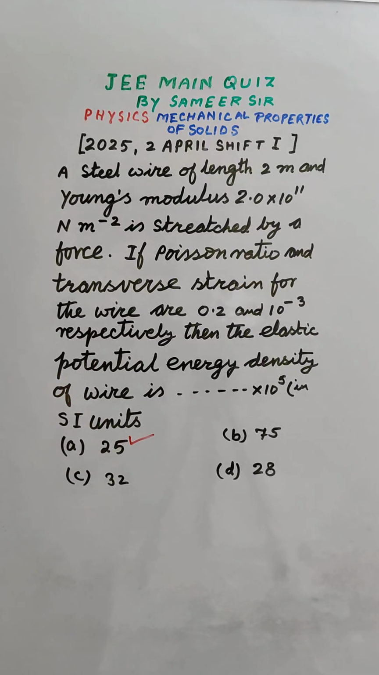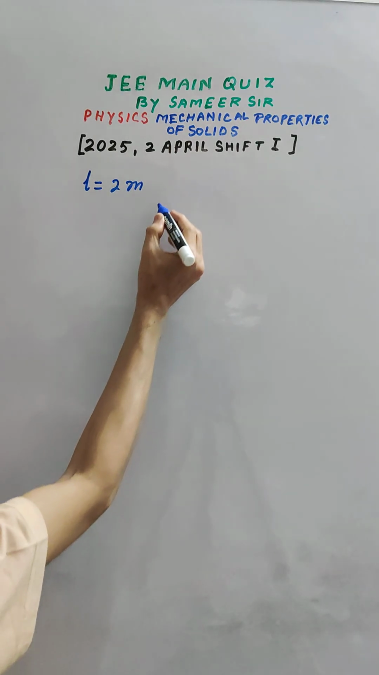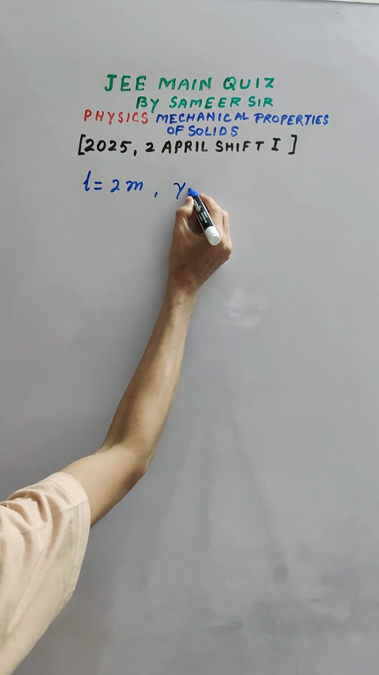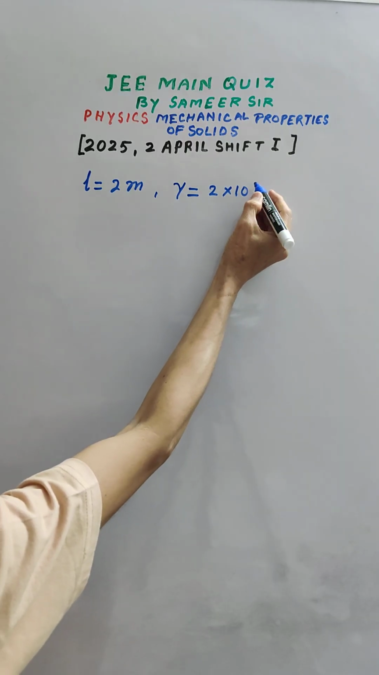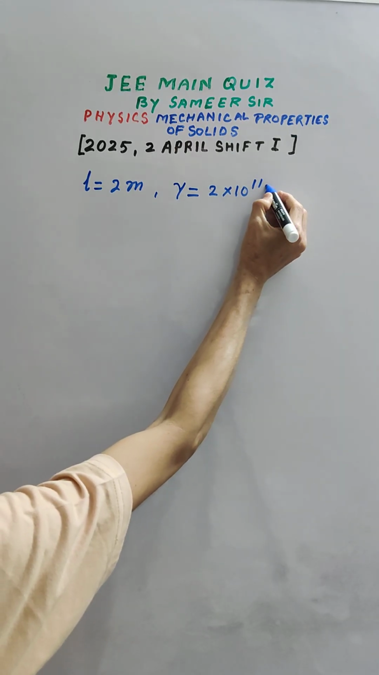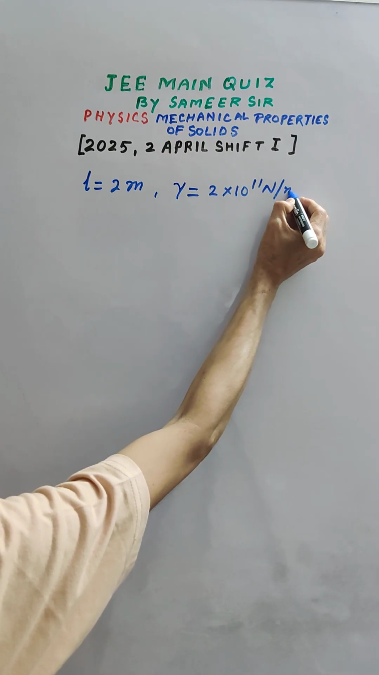नहीं, तो हम आपको इसका कंप्लीट सॉल्यूशन बताते हैं। लेंथ ऑफ द वायर इज 2 मीटर एंड यंग मॉड्यूलस Y is equal to 2 into 10^11 Newton per meter square.